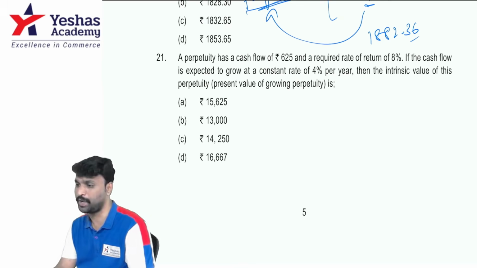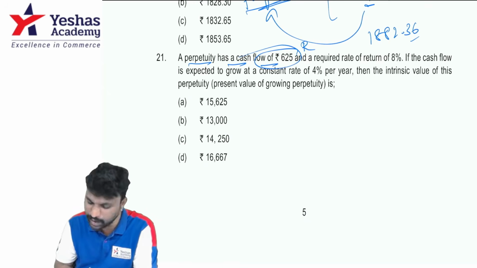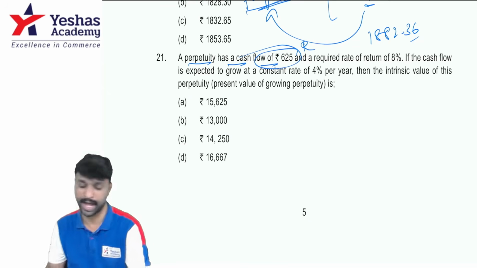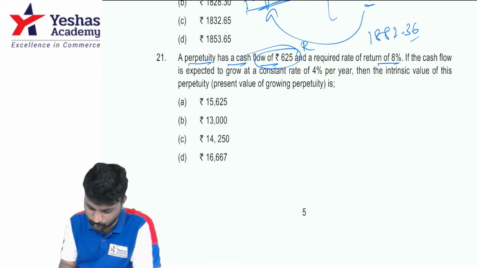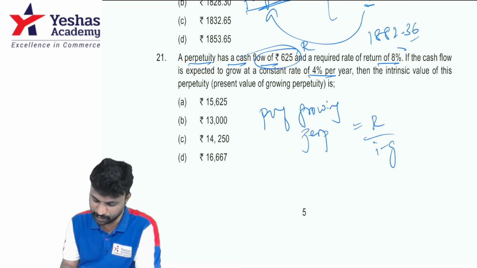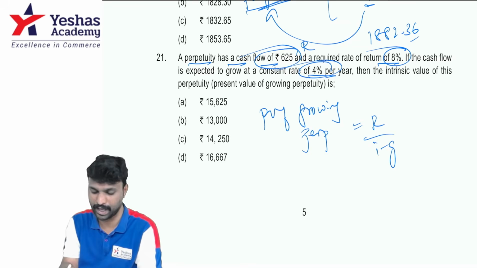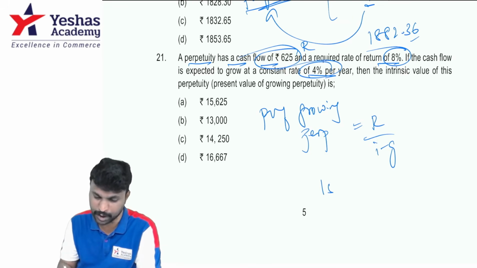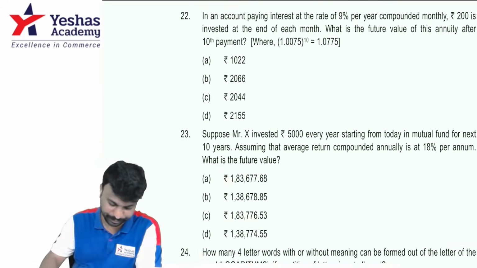Moving on to the next question, question number 21. A perpetuity has a cash flow of 625, that is receipt amount. They haven't specified whether it is monthly or annual. By default, it is annual only. Rate of return is 8% and the growth rate is 4%. It's a growing perpetuity. So PV of growing perpetuity is nothing but R divided by I minus G. Guys, I minus G, if I do 8% minus 4% is 4% only. R is 625 divided by 4, press a percentage. That fetches me 15,625 rupees. That means option A is the right answer.